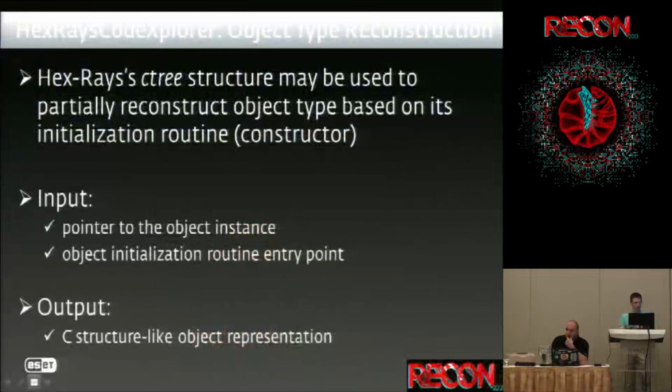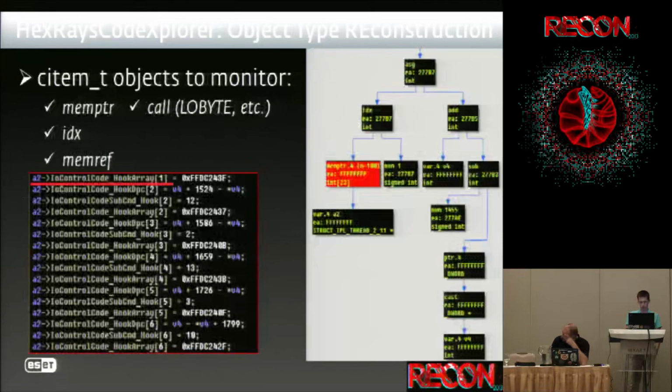Another thing that saved a lot of time for us too is reconstructing types using this plugin. So we would like to have something that receives as input the pointer to the instance of the object and its constructor or initialization routine. And as output, it would give us a C-like structure object representation. It can be done using the Hex-Rays plugin.